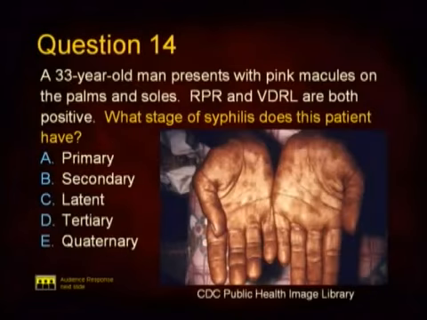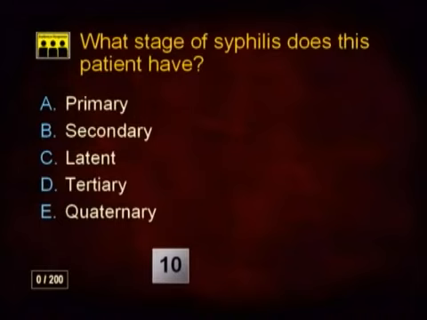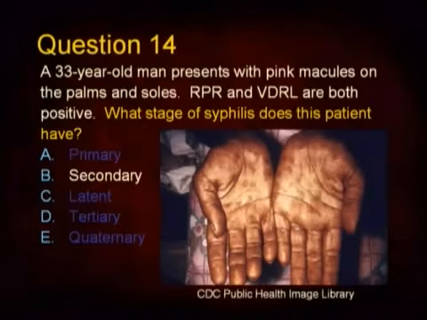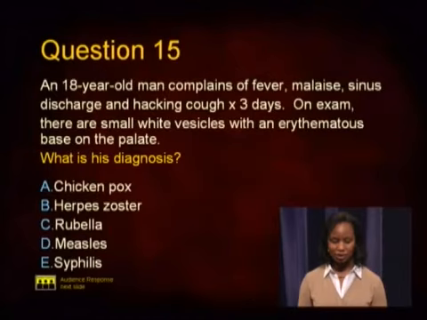And the 33-year-old patient with the pink macules and the positive RPR and VDRL, what stage of syphilis does this patient have? Okay, good. So secondary syphilis, which we know by the positive serology, and also those ham-colored macules on the palms go along with secondary syphilis.